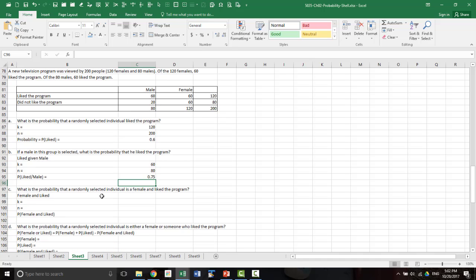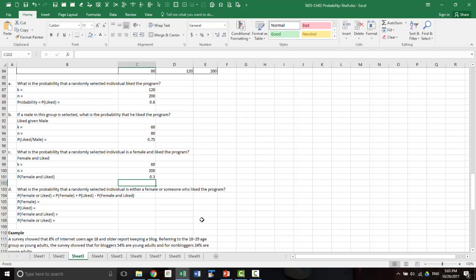What is the probability that a randomly selected individual is a female and liked the program? Here there is no "if." We have randomly selected an individual, and we want the probability that the individual is a female and liked the program. That's an intersection. So K here is female and liked the program. And this is not a conditional probability, so our N is 200. So the probability is 0.3.